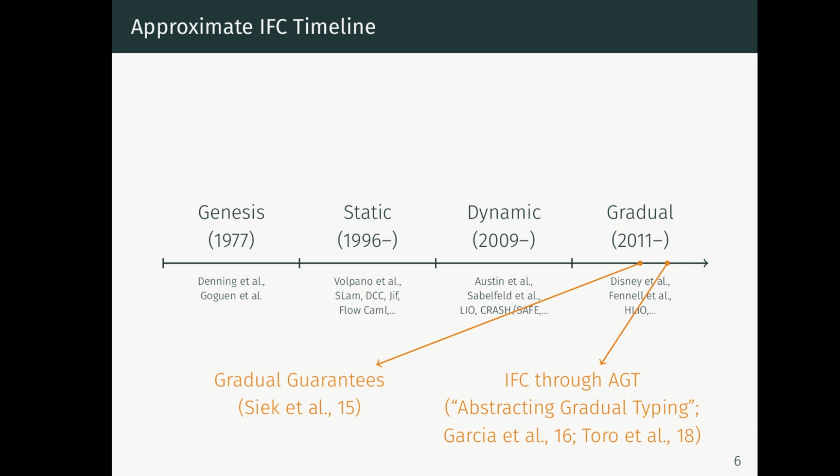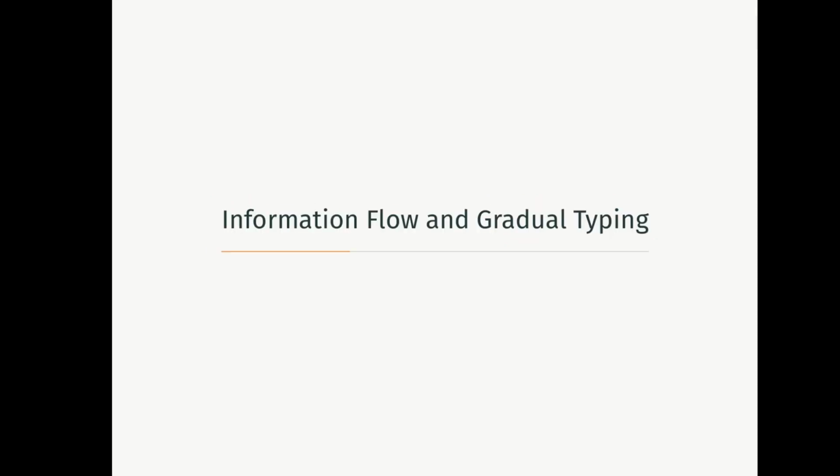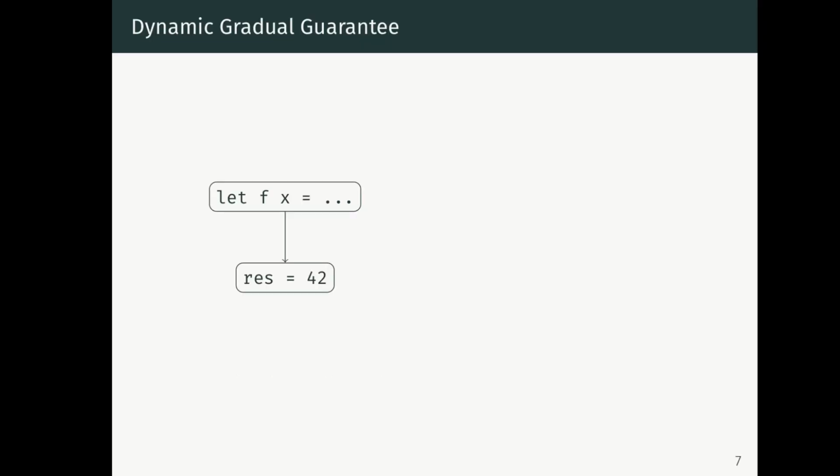Now, to see what that is, I'm going to start by clarifying what this gradual guarantee is. One of the aspects of the gradual guarantee is constraining how type annotations interact with the behavior of a program. For instance, suppose that we have a dynamically typed program F and that we add some type annotations to make it more robust. How should this program behave?